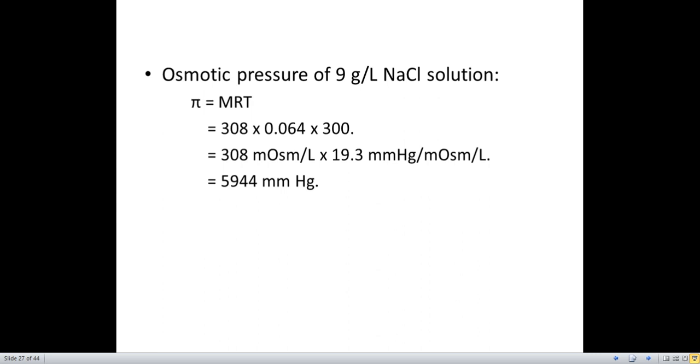Now, as we have calculated the molarity of the sodium chloride solution, we can apply the values in the formula. Pi is equal to mRT: 308 multiplied by 0.064 into 300. This gives us the value of 5,944 millimeters of mercury. So that is the osmotic pressure exerted by the normal saline solution, or 0.9% sodium chloride solution.